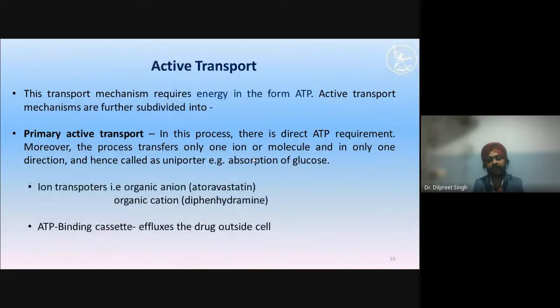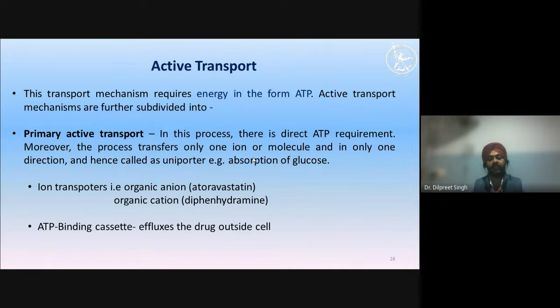Third is active transport. This transport mechanism requires energy in the form of ATP. The active transport mechanism can be further subdivided into primary active transport, in which there is a direct ATP requirement. The ATP is replenished, converting ADP back to ATP through the tricarboxylic acid cycle. So pyruvate feeds the regeneration of the ATP molecule, and when an ion or molecule comes up through disintegration or dissolution after the oral route, the molecule can be transported across the concentration gradient through apical junctions.